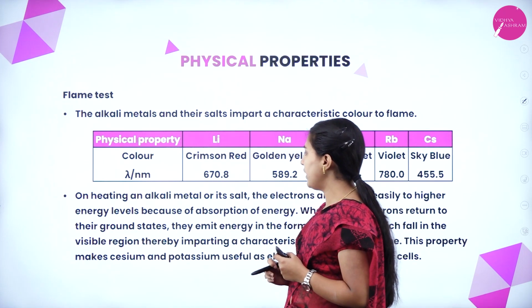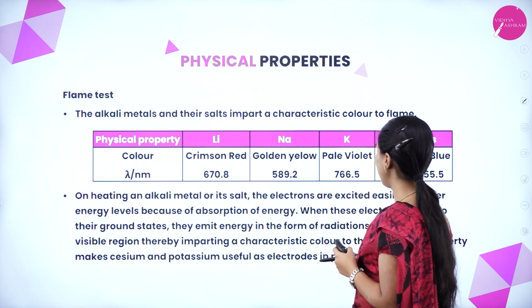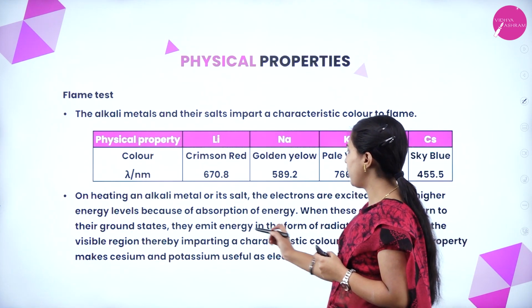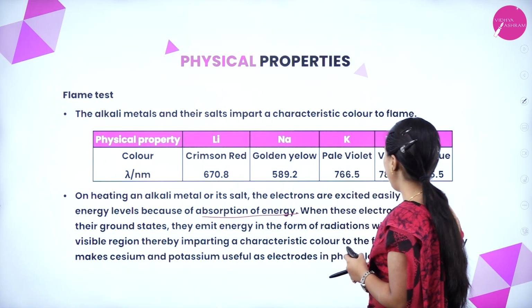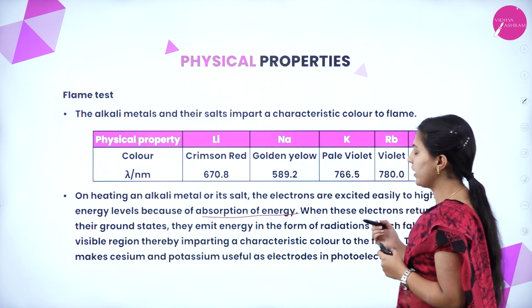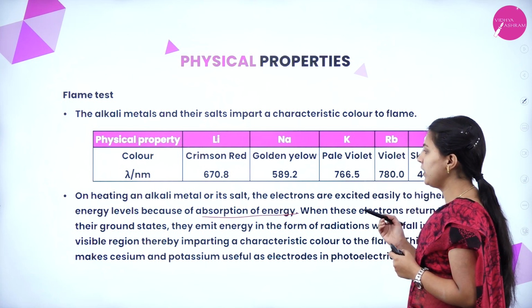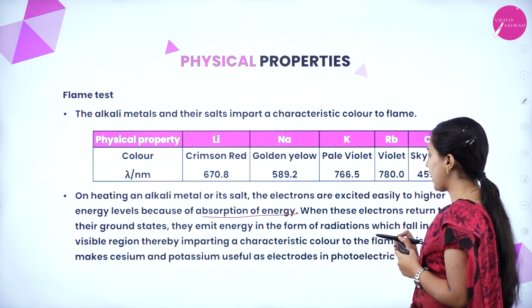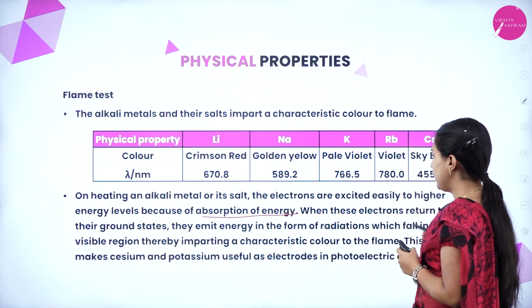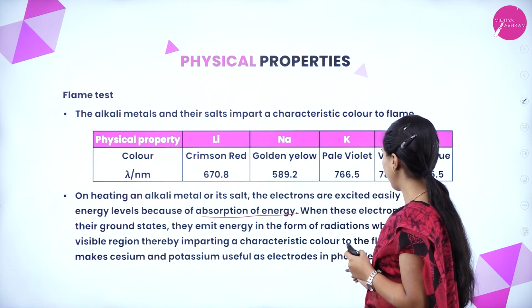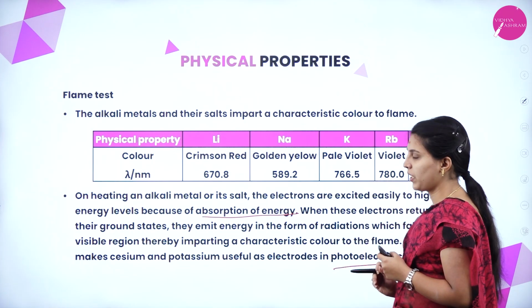On heating an alkali metal or its salt, the electrons are excited easily to higher energy levels because of absorption of energy. When these electrons return to their ground state, they emit energy in the form of radiation which falls in the visible region, thereby imparting a characteristic color to the flame. This property makes cesium and potassium useful as electrodes in photoelectric cells.